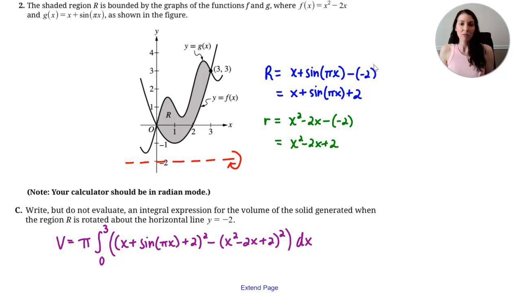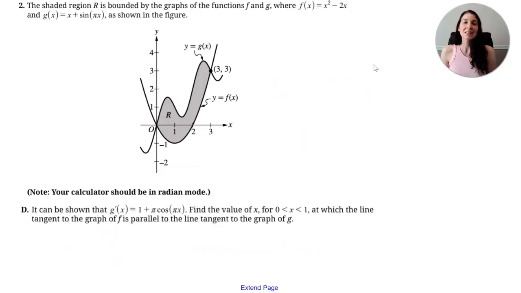pi times the integral from 0 to 3 of the large radius squared, which is g of x plus 2, or x plus sine pi x plus 2 squared, minus the small radius squared, which we already calculated was f of x plus 2, or x squared minus 2x plus 2 squared dx. And this one we did not have to evaluate, so as long as you have that set up, you are good to go. And then lastly, part D.